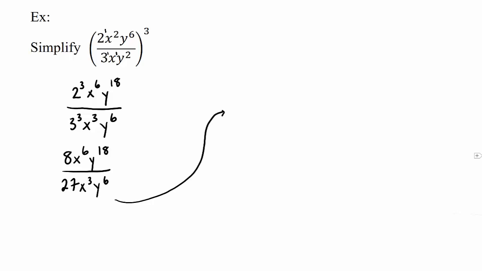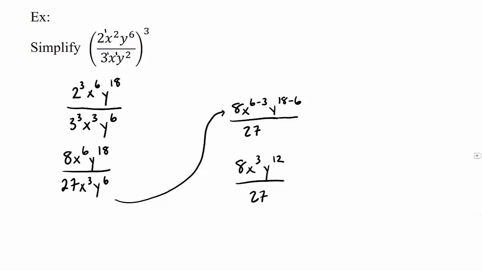Now, I'm done all my exponents, but I now have division. And the 8 and the 27, they're not going to reduce. So I'm going to leave that as 8 in the numerator and a 27 in the denominator. But if I look at the exponents on the x now, they're the same base, so I can subtract those exponents. So I'll have 6 take away 3 on the x's, and on the y's, I'll have 18 take away 6. And so my final answer is going to be 8x to the power of 3, y to the power of 12, all divided by 27.